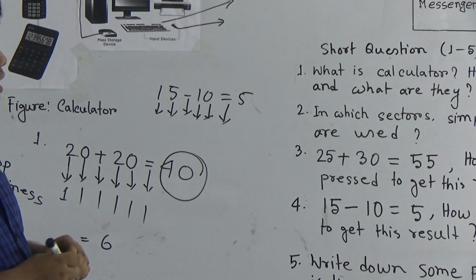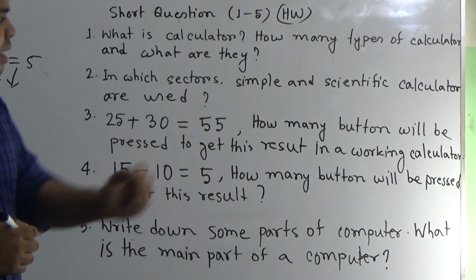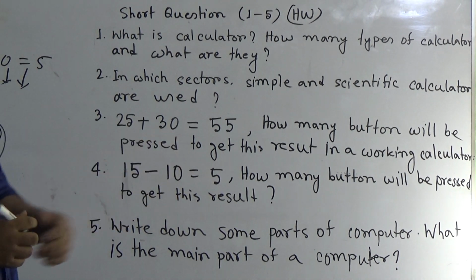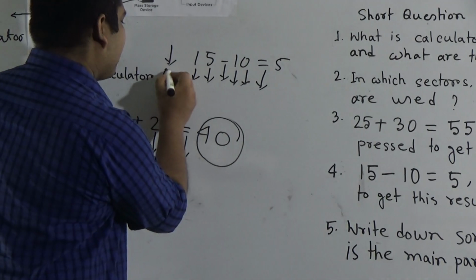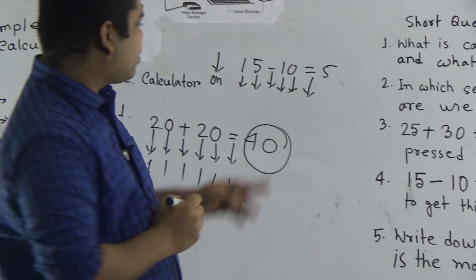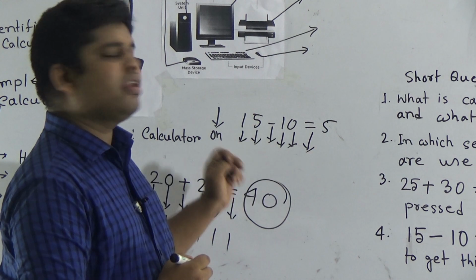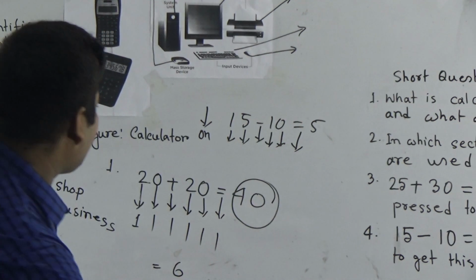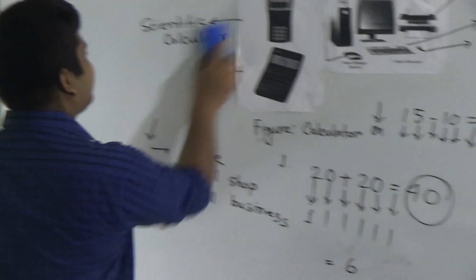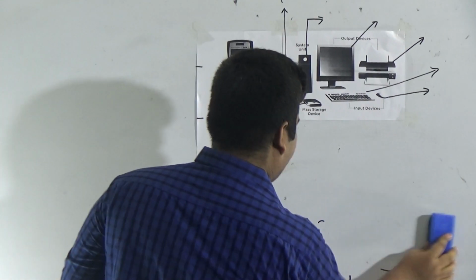But if a question asks you to find 15 minus 10 equals 5, how many buttons will be pressed to get this result in a switched off calculator? Then another button is needed, which is the on button. So to get this result in switch off, we need 7 buttons to press. Okay. So the calculator section is done. Next we shall learn the computer section.